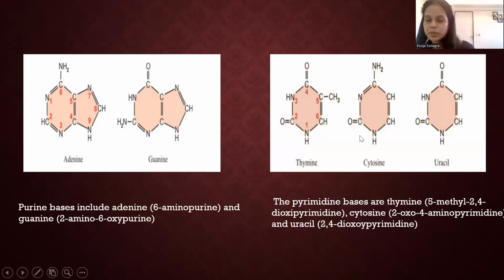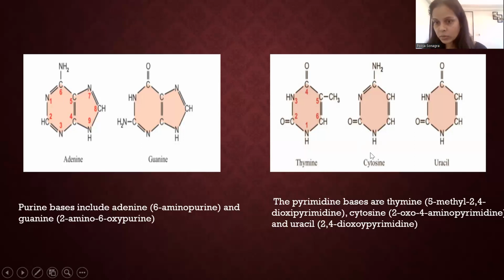Now let us come to pyrimidine. Pyrimidines are simple structures which are single ring structures. Thymine is said to be 5-methyl-2,4-dioxypyrimidine. At the 5th position, there is the presence of a methyl group, and at the 2nd and 4th positions, there is the presence of oxygen. So it is 5-methyl-2,4-dioxypyrimidine, right?